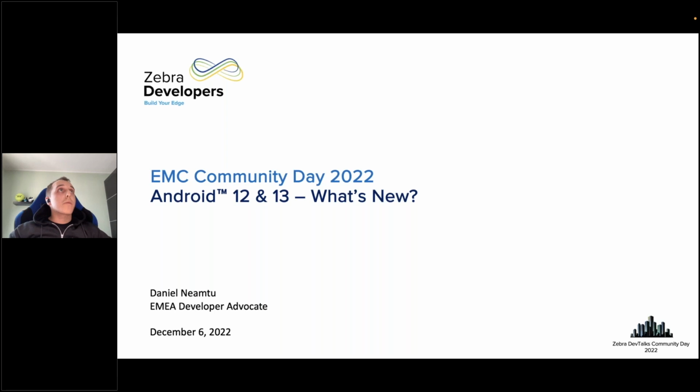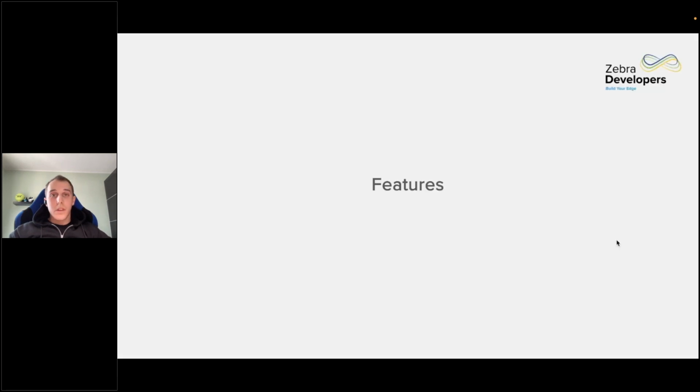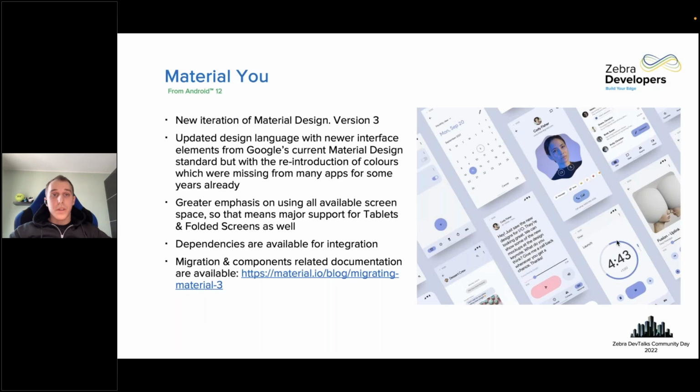Okay, so with this out of the way, let's get into the main features. We are going to start with the features. So first of all, we will discuss Material U, obviously. Material U, in case you haven't heard about it, is the third major iteration of material design, and it has been introduced in Android 12. So with Material U, we have a new design language, updated themes, also new components which you can use inside your application.